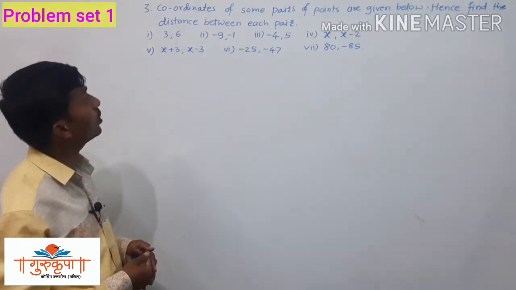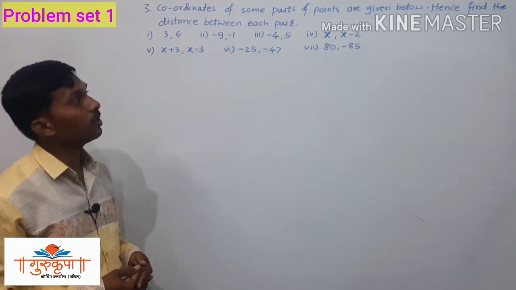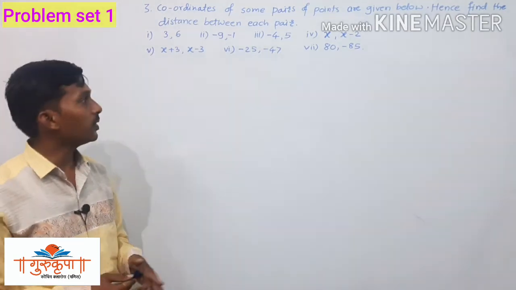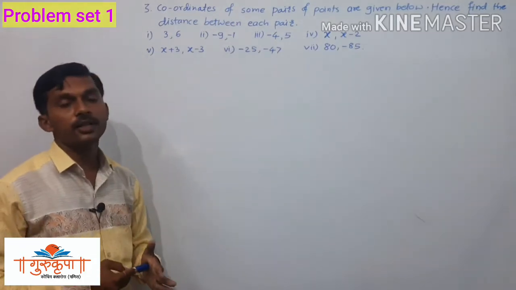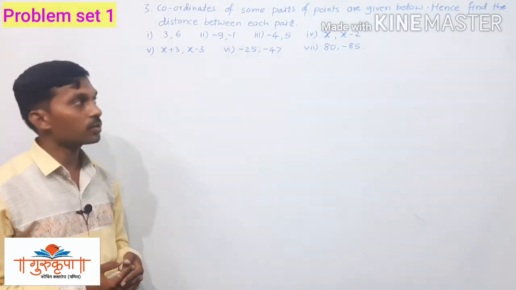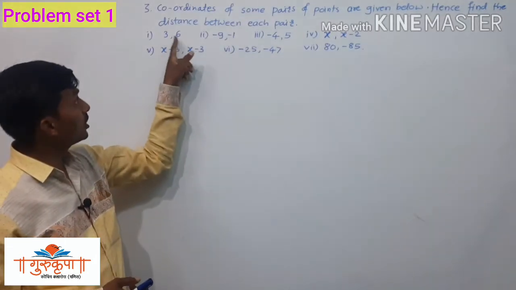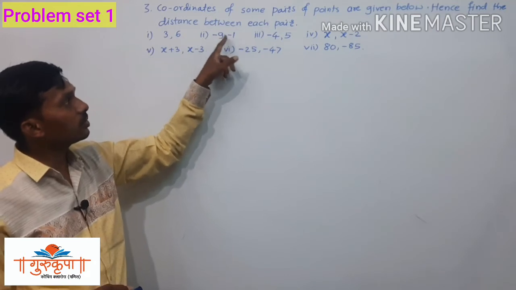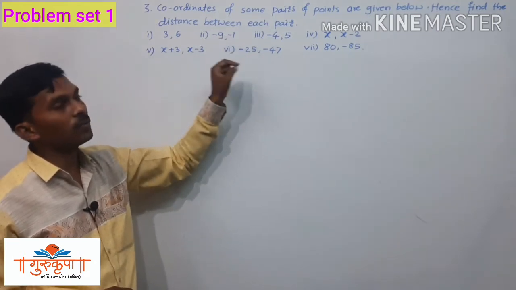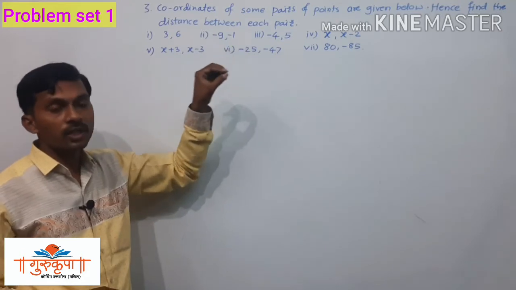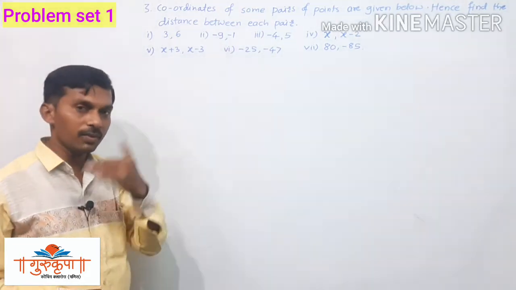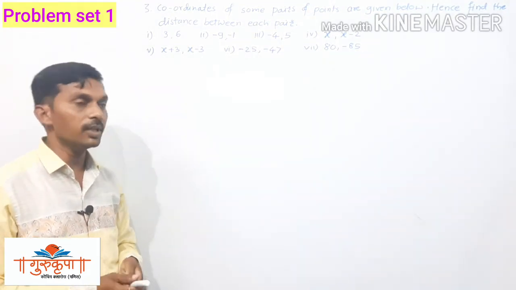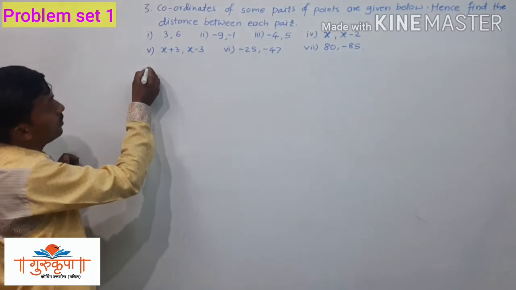The question is: coordinates of some pairs of points are given below, hence find the distance between each pair. Here we have these 7 pairs, and we have to find the distance between each pair. We will consider that these are the coordinates of points A and B in each and every pair. Everywhere the given coordinates are of the points A and B, and we will represent that distance as distance AB.